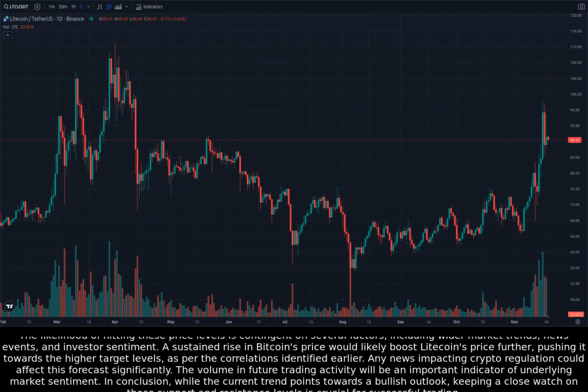Any news impacting crypto regulation could affect this forecast significantly. The volume in future trading activity will be an important indicator of underlying market sentiment. In conclusion, while the current trend points towards a bullish outlook, keeping a close watch on these support and resistance levels is crucial for successful trading.